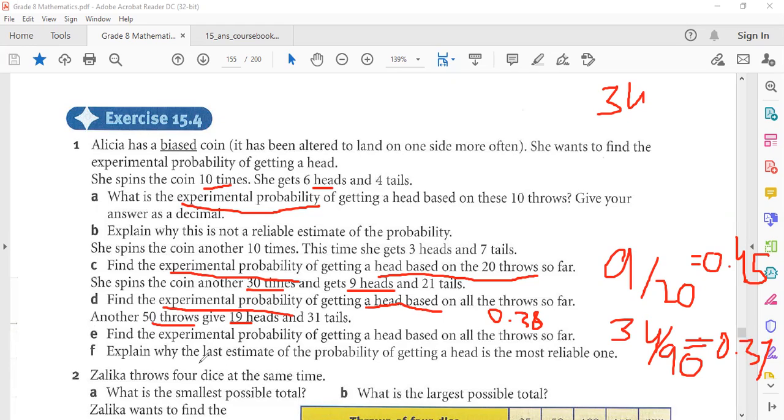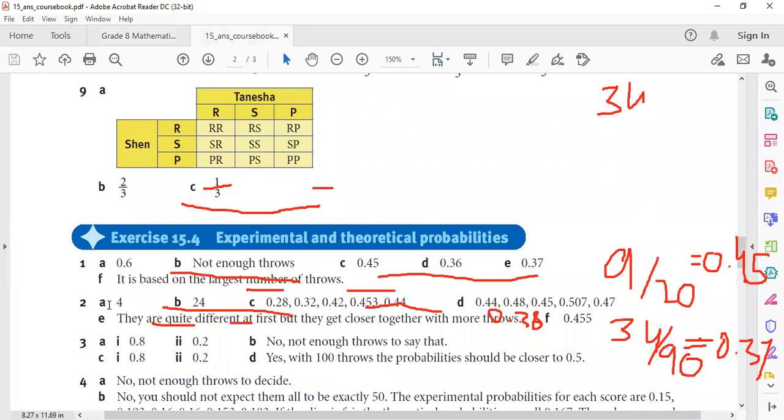Okay, explain why the last estimate of the probability of getting a head is the most reliable one. Because we get more chances. You can see here, it is based on the largest number of throws. We have the largest number of throws, so just because of this, it's reliable.